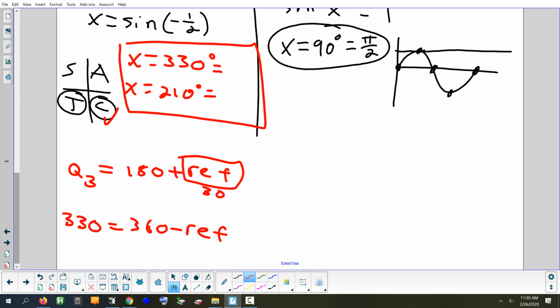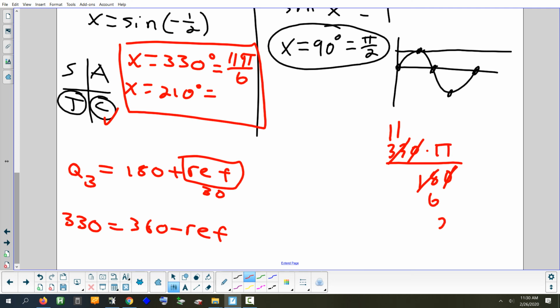Now, if they wanted those in radians, that would be the last step. If they wanted degrees, we're done. Okay. Radians. Let's see. So take 330 times pi, divide by 180, cross out the zeros, and 33 and 18 are both divisible by 3. 11 and 6. So 11 pi over 6.